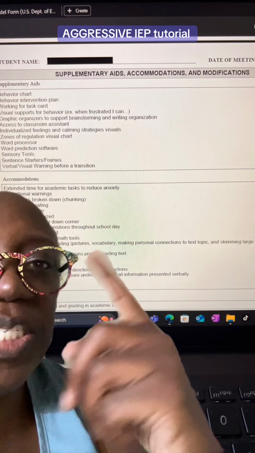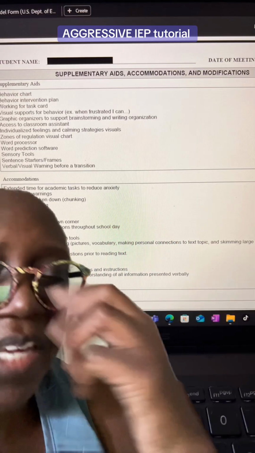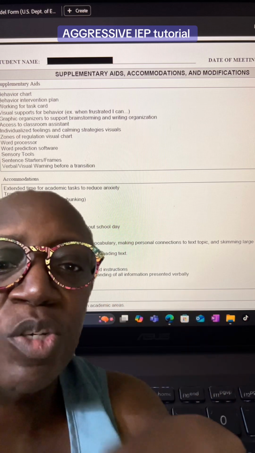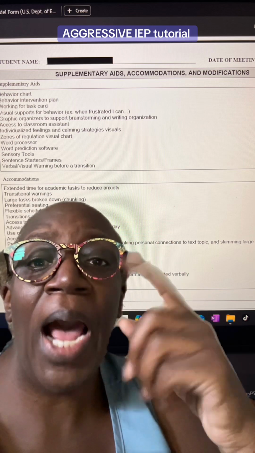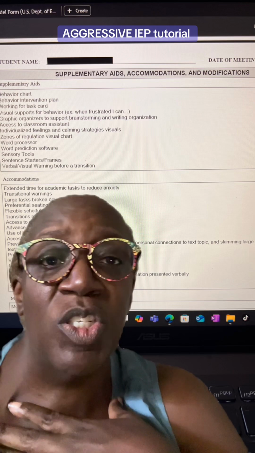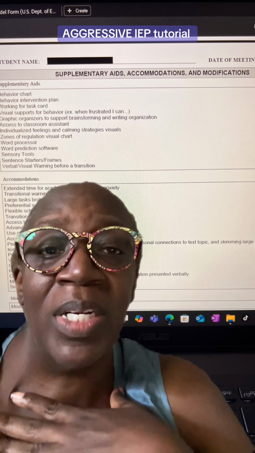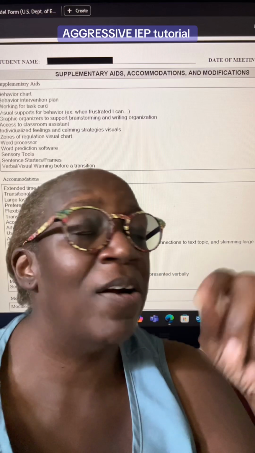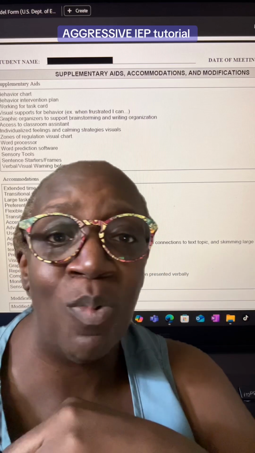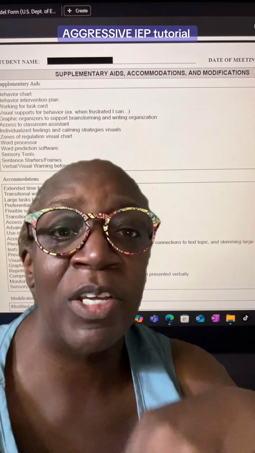This section is supplementary aids, accommodations, and modifications. So this is what are we using to help the child? What I would be wanting as a parent is to make sure that I have an accurate list of this so that if it changes, they are not supposed to be taking anything out without having a meeting or without at least getting your approval.